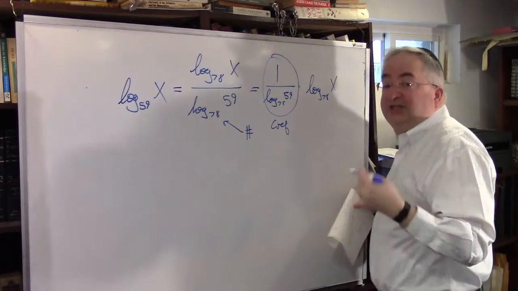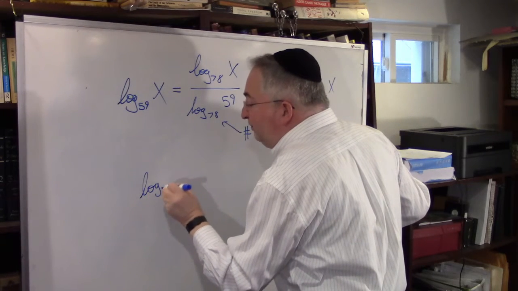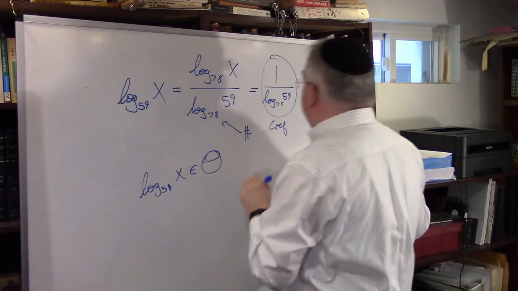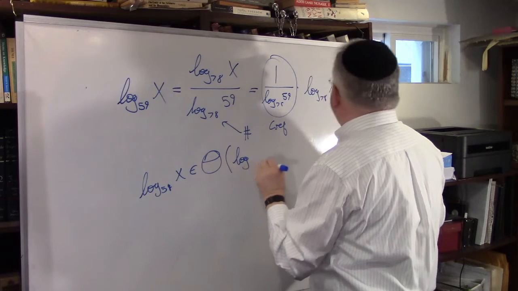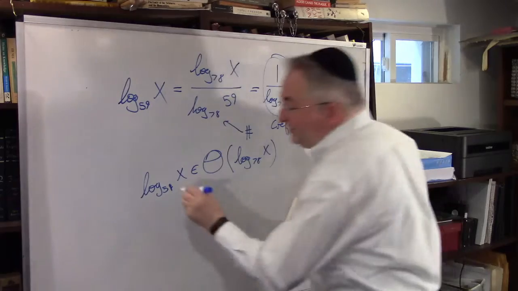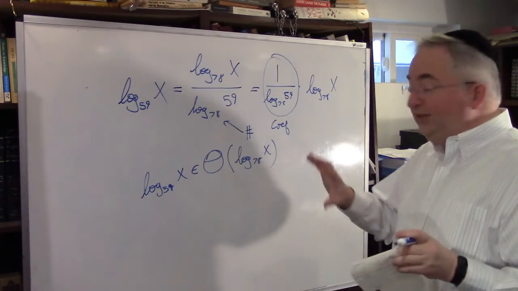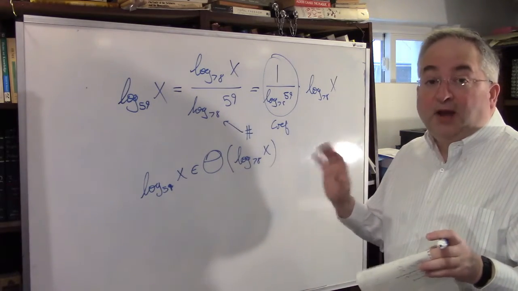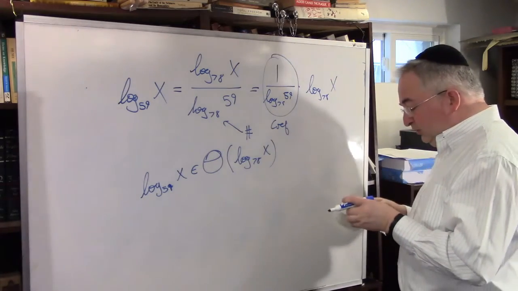Another way to say that, in terms of us algorithms people, is that log base 59 of x is a member of theta of log base 78 of x, up to a coefficient. They grow at the same rate. Obviously, this grows faster than this, whatever, it doesn't matter, but up to a coefficient, they're the same rate. Okay, so this shows you how to use it.